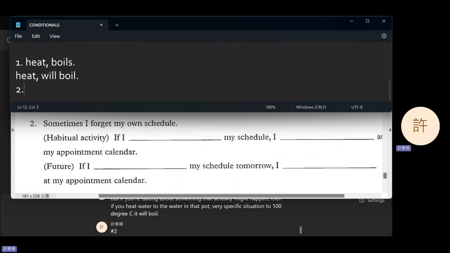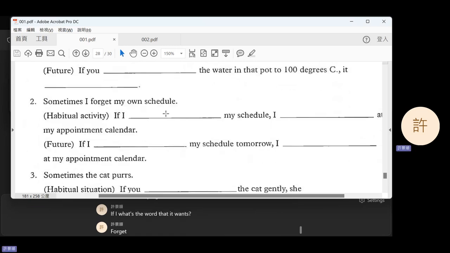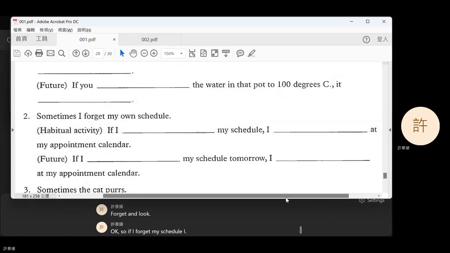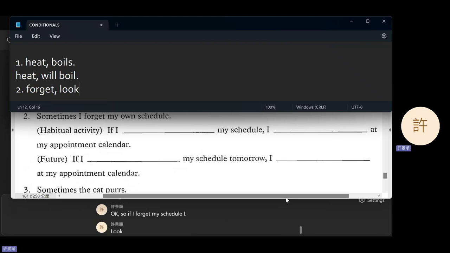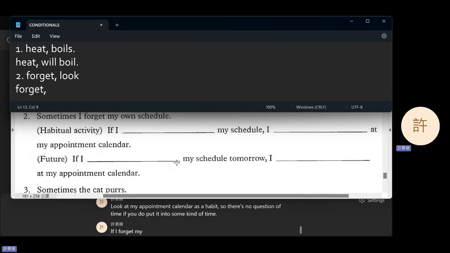Number 2, sometimes I forget my own schedule. Habitual activity, again, outside of time. If I forget my schedule, I look at my appointment calendar as a habit. So there's no question of time. If you do put it into some kind of time, if I forget my schedule tomorrow, a very specific time, I will look at my appointment calendar.